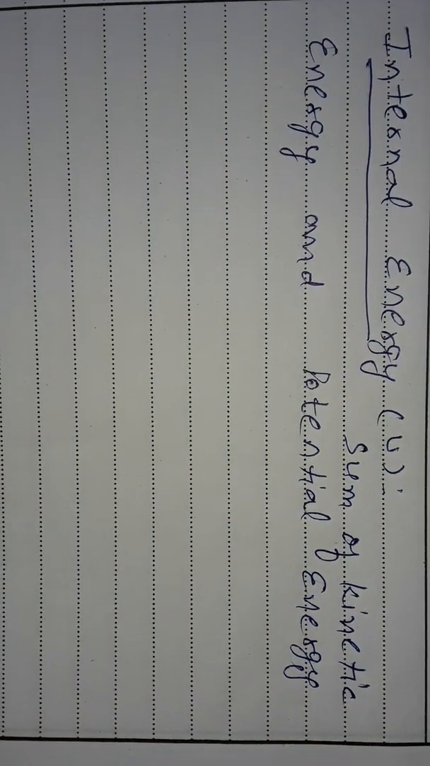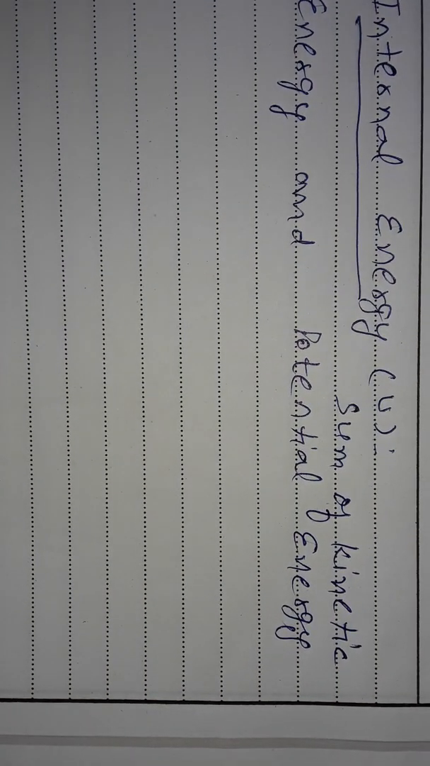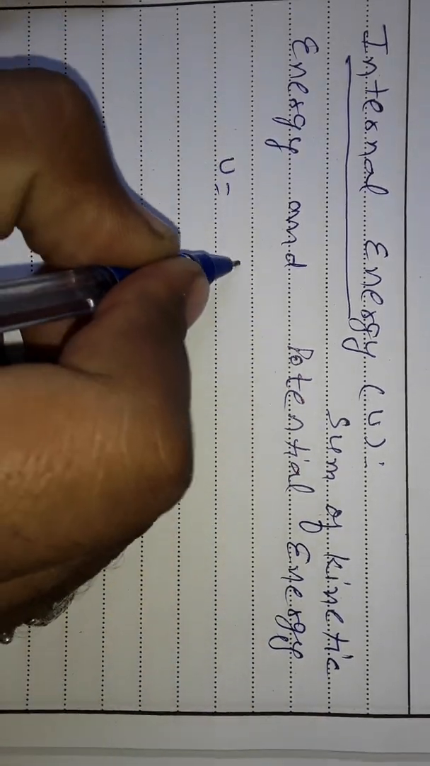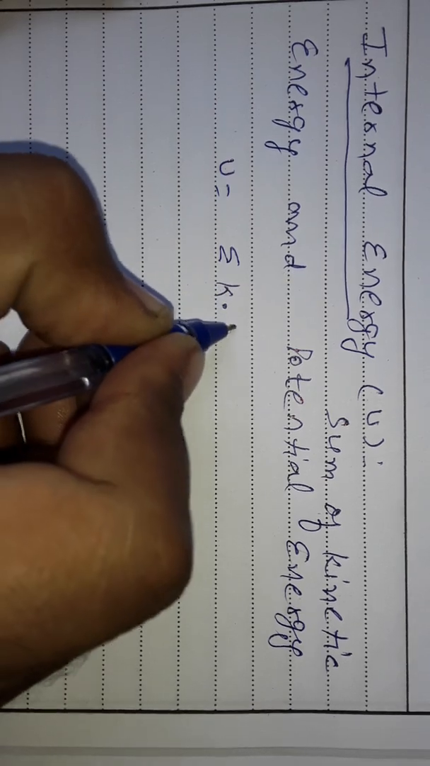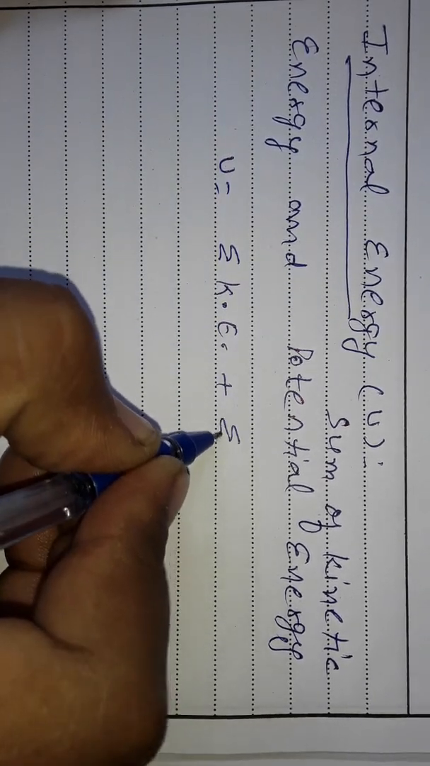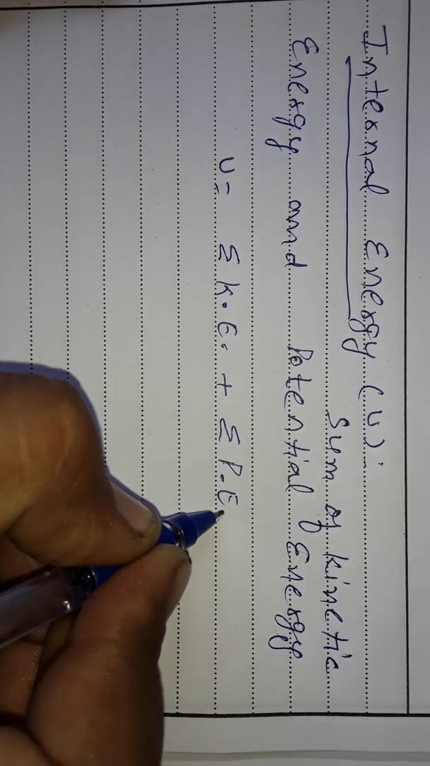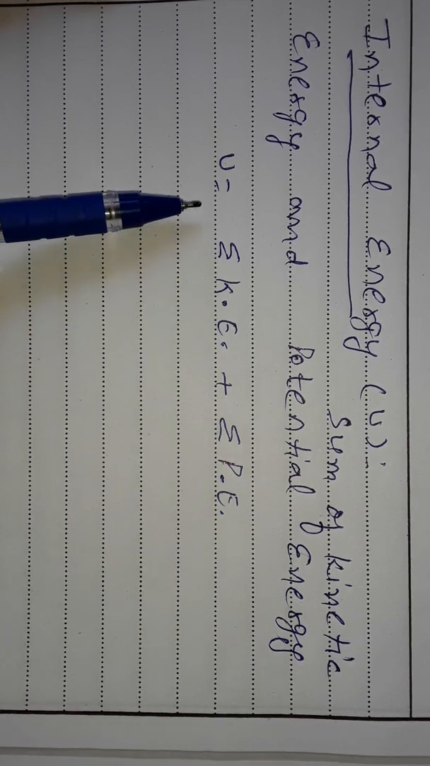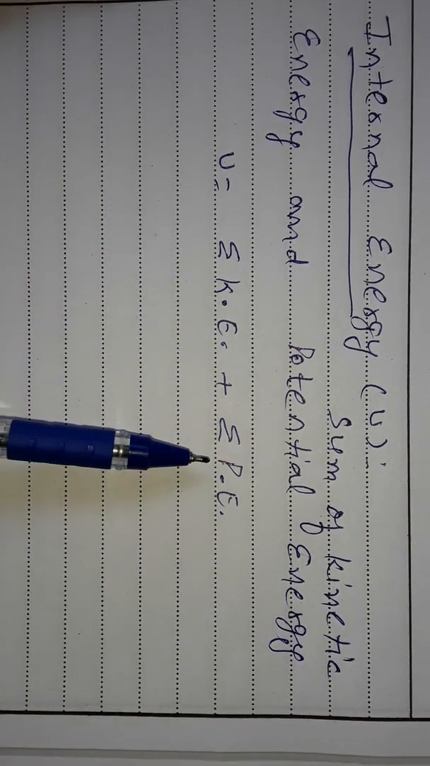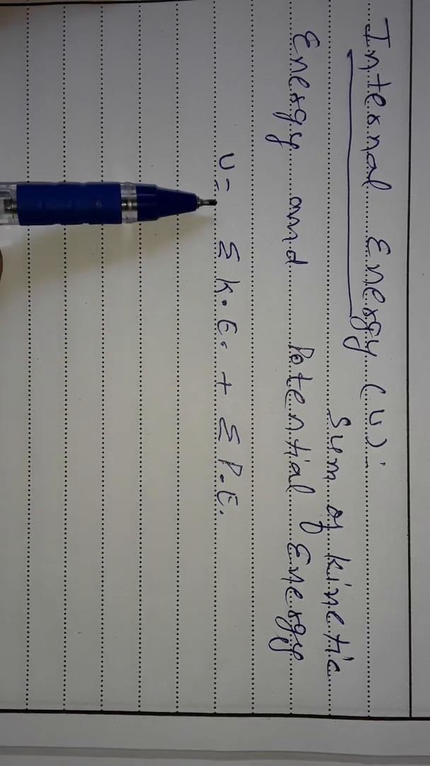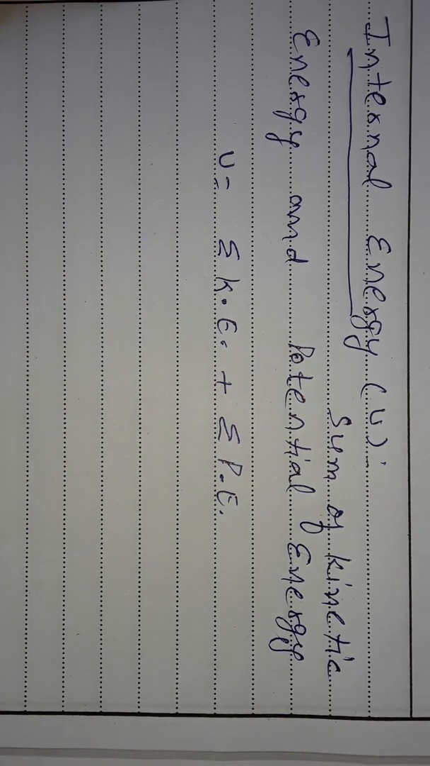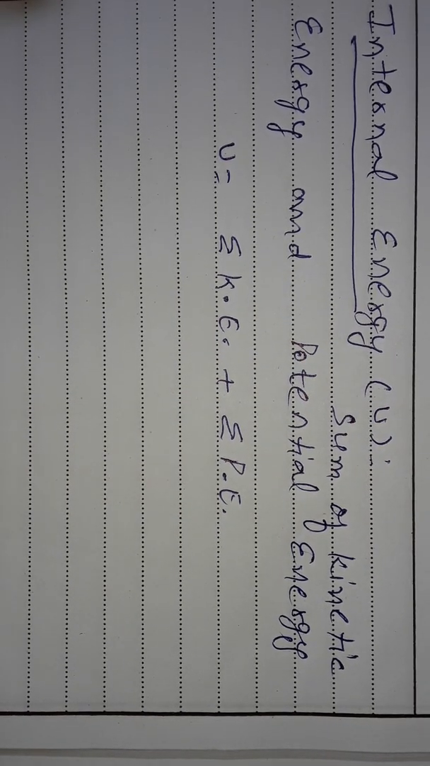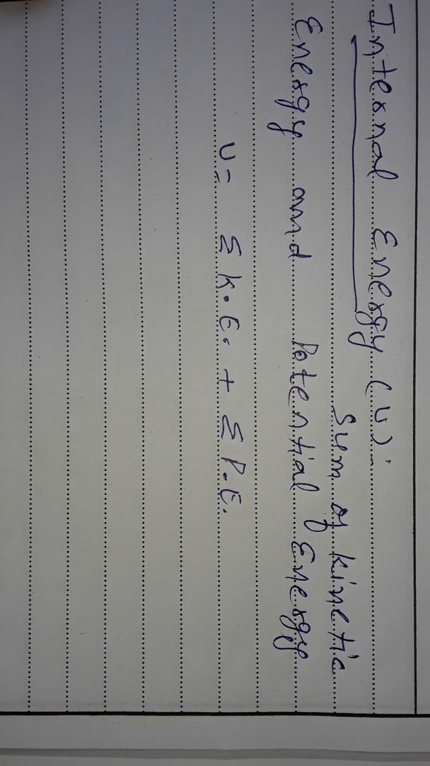Now we can write internal energy. It is the sum of kinetic energy and potential energy. So U is equal to the summation of kinetic energy of all the gas molecules plus the summation of potential energy of all the gas molecules. If the kinetic energy changes, then internal energy also changes. If potential energy changes, then internal energy also changes. So the internal energy of the gas depends upon the kinetic energy as well as the potential energy of the gas molecules.